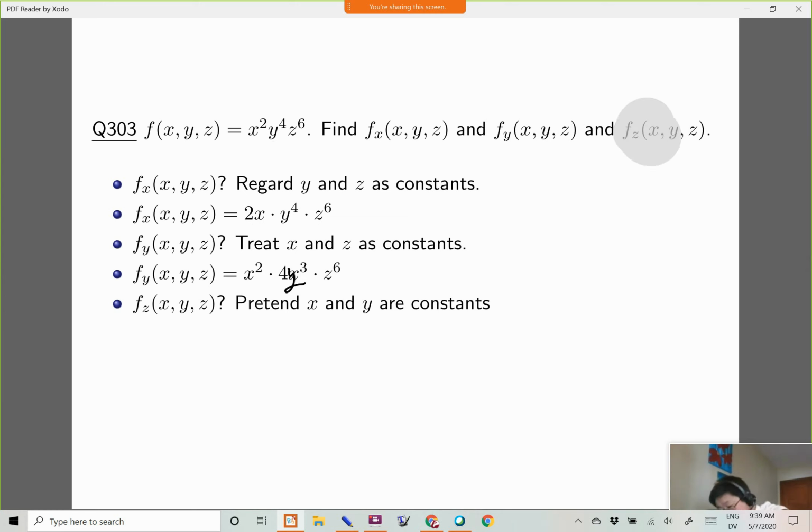One more over here, find f sub z. So what's the partial derivative with respect to the variable z? So treat z like the variable, and then x and y, these are to be treated as constants. And so if x and y are constants, this entire thing circled here, that x squared y to the fourth, that entire part is a constant. So it's a constant times a function. The function part is z to the sixth. So copy the constant. There it is, right? This constant is just copied. And then z to the sixth is differentiated: 6z to the fifth.